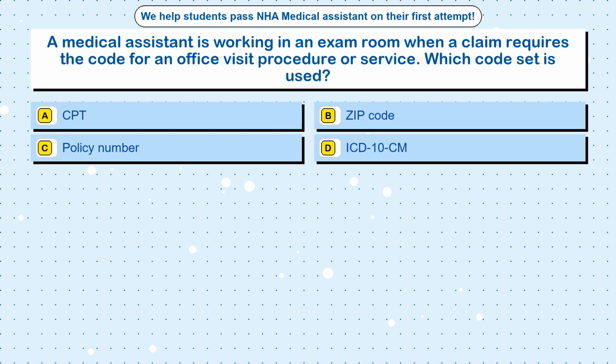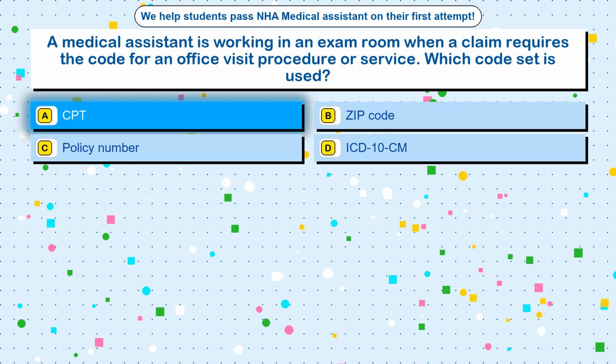Question 83. A medical assistant is working in an exam room when a claim requires the code for an office visit procedure or service. Which code set is used? Option A. CPT. Option B. Zip code. Option C. Policy number. Option D. ICD-10-CM. The correct answer is option A.